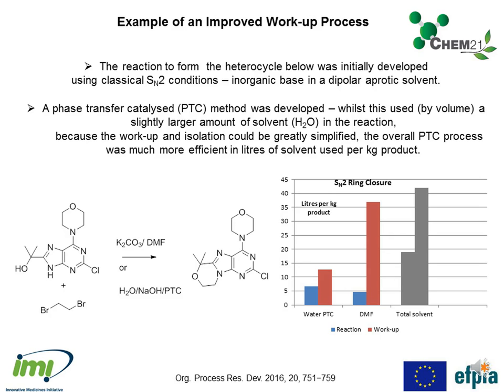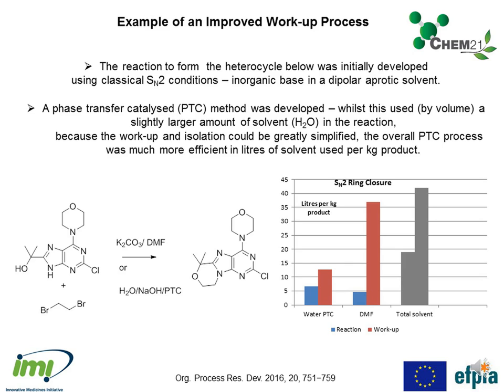So let's look at an example of an improved workup process and the sorts of improvements we can bring around. So this is the reaction here. It's a reaction to form this heterocycle on the right. And this is a classic SN2 reaction. We have an inorganic base and a dipolar aprotic solvent, so potassium carbonate and DMF.